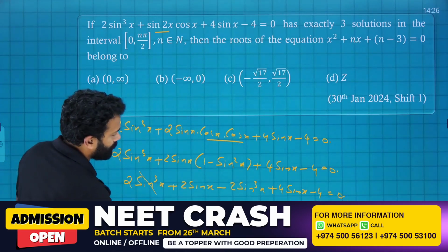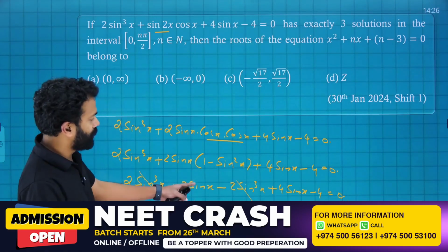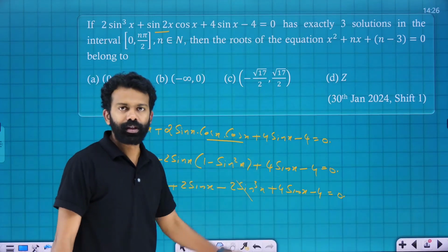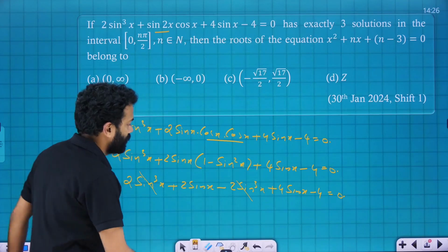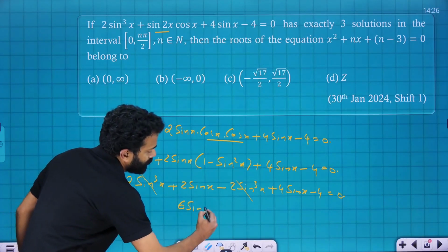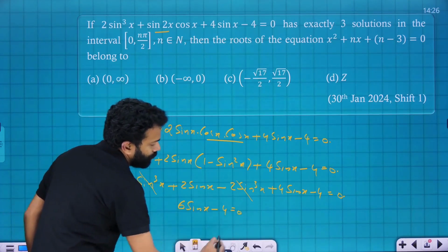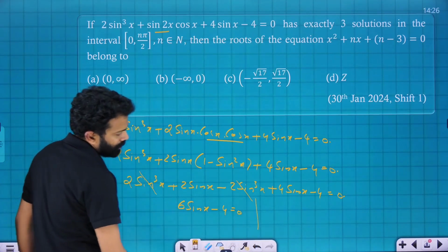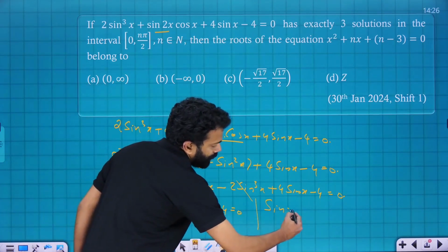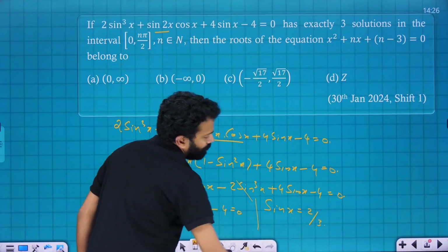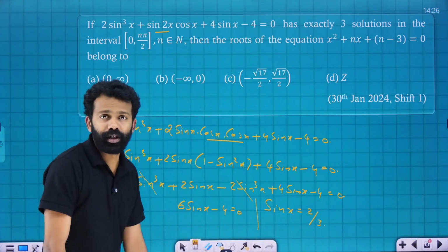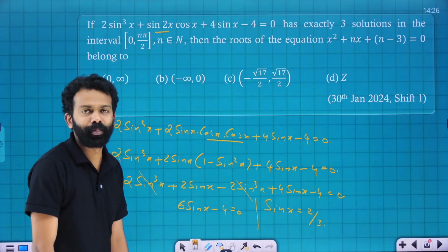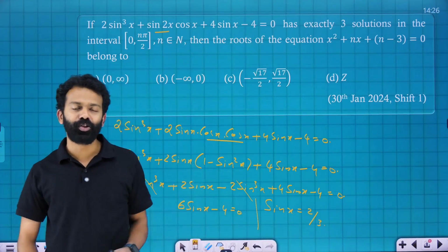You can cancel this as well as this. And what is 2 sin x plus 4 sin x? That is 6 sin x, and it can be written as 6 sin x minus 4 is equal to 0. That is sin x is equal to 2 by 3. Therefore sin x is equal to 2 by 3. Which angle of sine is 2 by 3?